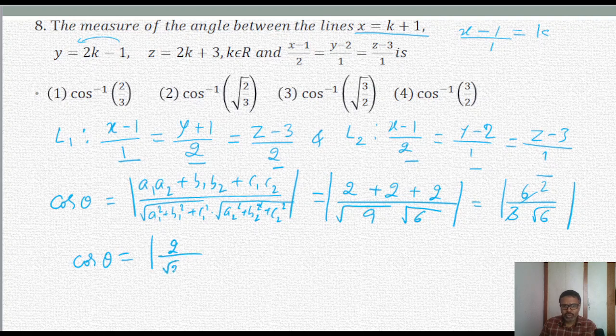I will write it like this: root 2 into root 3. So root 2 ones are root 2 times. So our theta value will be cos inverse root 2 by 3. So this is how we can solve.